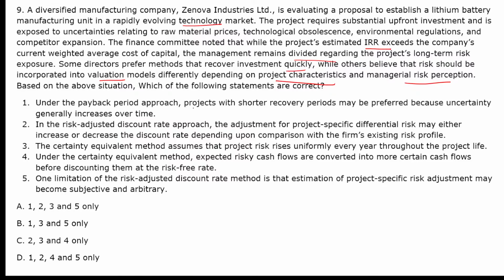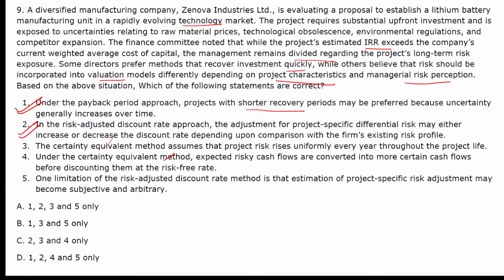Under the payback period approach, projects with shorter recovery period may be preferred because uncertainty generally increases over time. Of course, for payback period, we select projects with shorter time periods. So this is correct. In the risk adjusted discount rate approach, the adjustment for project specific differential risk may either increase or decrease the discount rate depending upon comparison with the firm's existing risk profile. This is also correct. I will see the project specific risk and then adjust accordingly. So this is also correct.